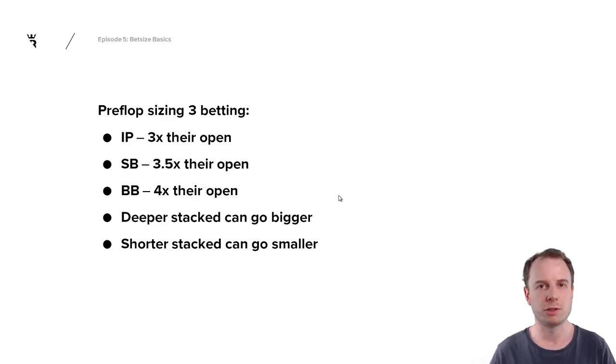Plus, if we're trying to induce people, if we make it pretty big out of position, we give the impression that they're not going to have any fold equity. So there's a lot of little intricacies with 3-betting like that, which we'll cover a bit more in the pre-flop section.